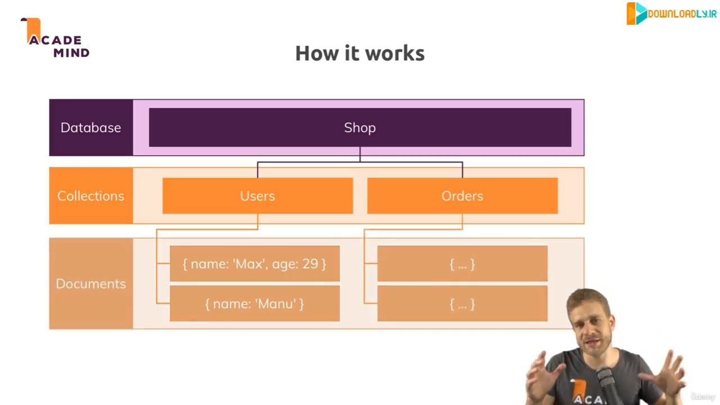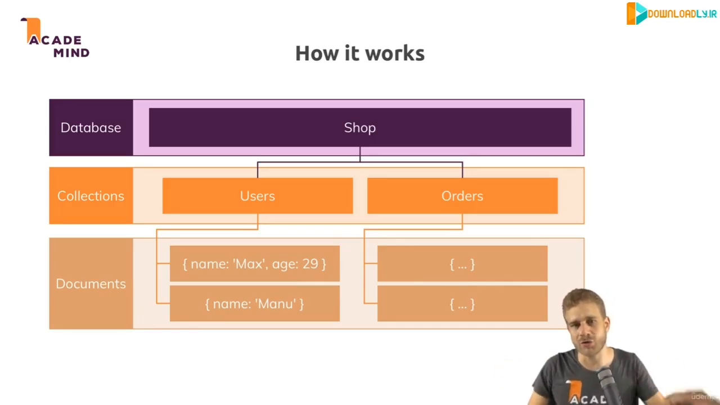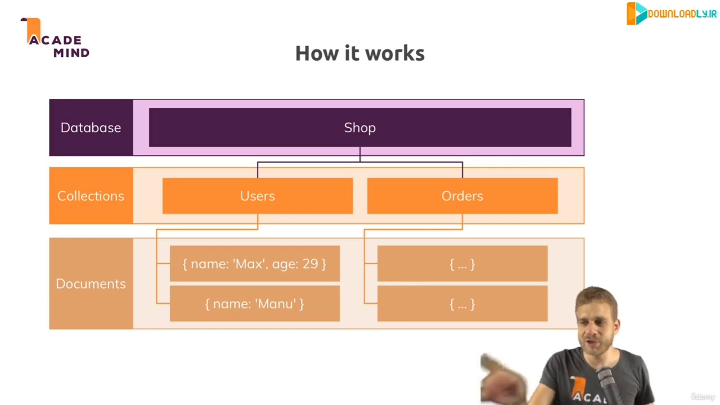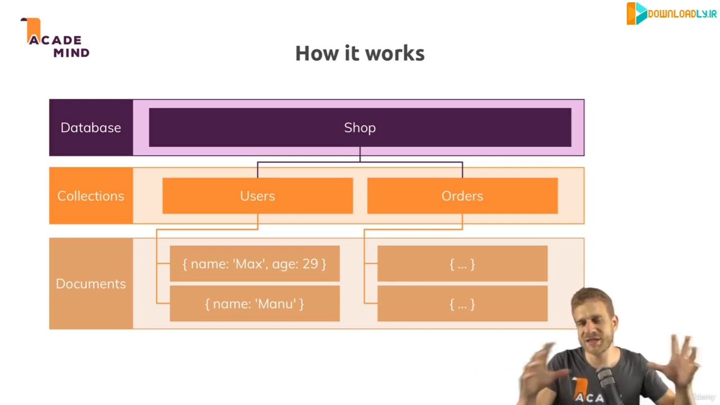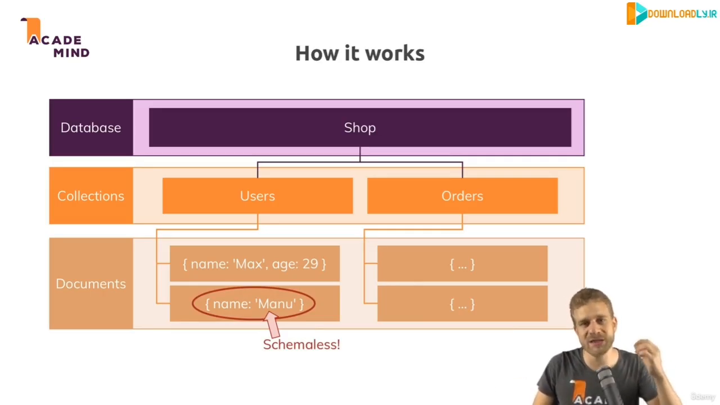Now, these documents, if you are having a JavaScript background, might look familiar to you. They look like JavaScript objects. And indeed, this is basically how you store data in MongoDB. You use this document format, this object format, as you know it from JavaScript. And you might even notice here that inside a collection, you are schemaless. This second document does not look like the first one. The age is missing.